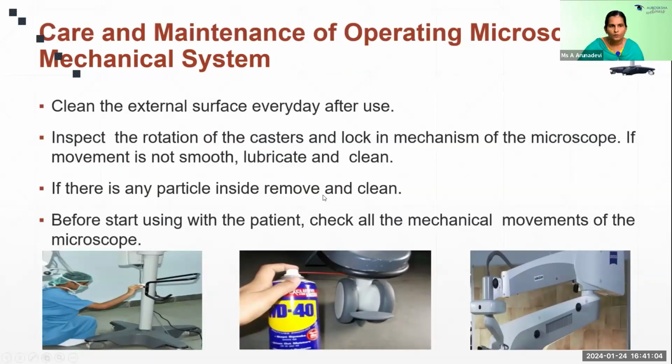Now I am going to explain about care and maintenance of the operating microscope. Clean the outer surface of the microscope using a slightly moistened soft cloth. Check that the mechanical functions of the microscope are normal. If not, clean and lubricate using lubricating spray. Remove the debris if found in the wheels. Check the mechanical movements of the microscope to ensure trouble-free operation.